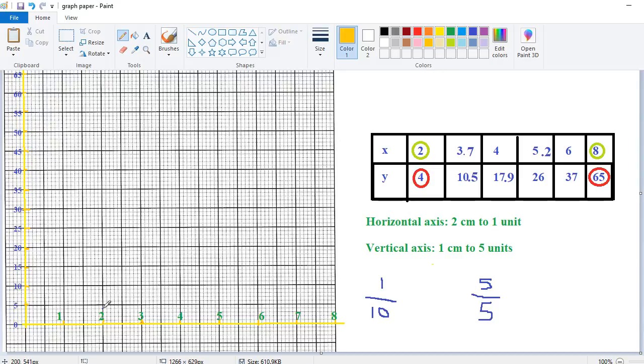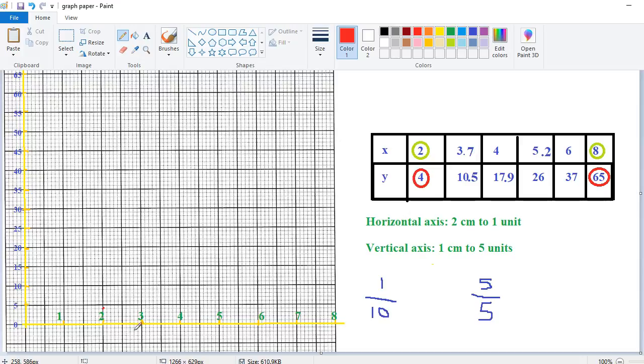Add some more color to that so you can see it. Okay, so that's our first point. Now our next point, put it in red. See, that's clearer in red. Yeah, I think it's clearer in red. Okay, so our next point is 3.7 and 10.5.